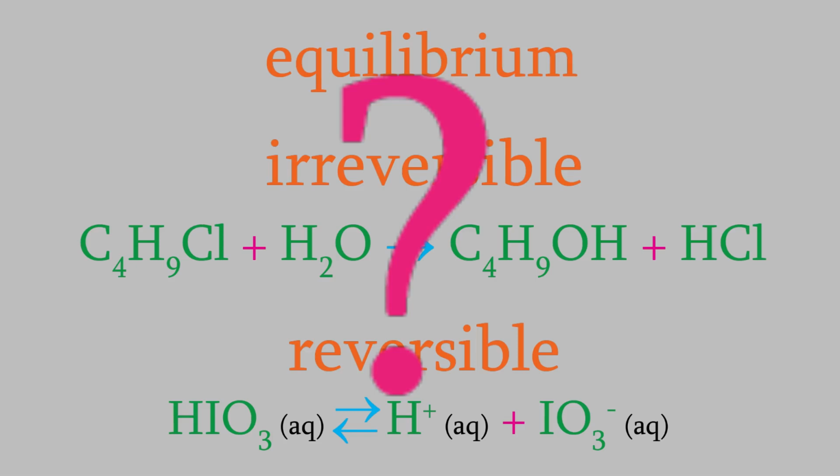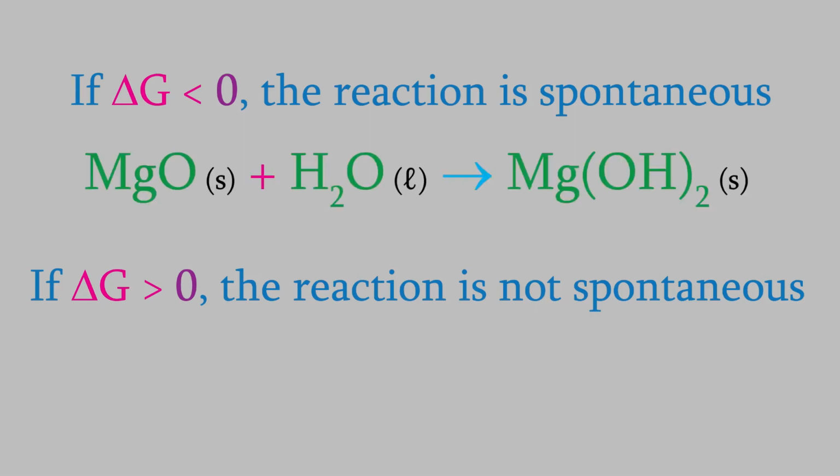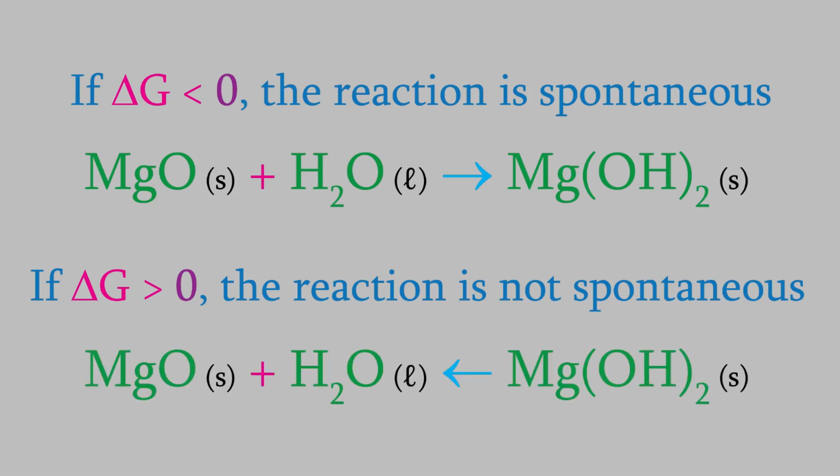You might recall that when we were learning about Gibbs free energy in the last video, we saw that a reaction is spontaneous when delta G is less than 0, and non-spontaneous when delta G is greater than 0. That means that the reaction will proceed in the forward direction when delta G is a negative number. When delta G is positive, the reaction is non-spontaneous, but that doesn't mean that no reaction is possible. Instead, the reaction is spontaneous in the reverse direction.